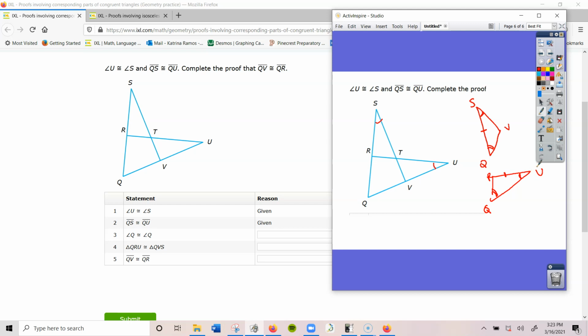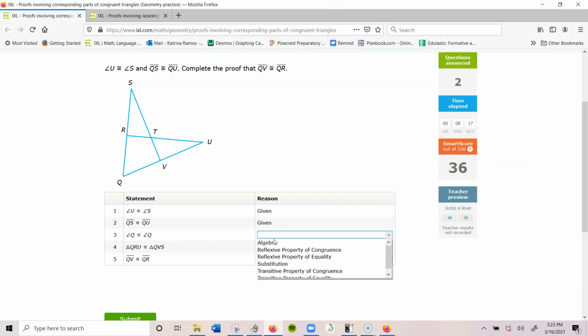QRU. Oh, I marked the wrong side. I marked RU. It's QU. Okay. So when we look at these triangles, well, first of all, this statement, angle Q is congruent to angle Q. This is the reflexive property of congruence. Remember that when you're looking at a reflection, it's basically yourself. So whenever you have angle Q is congruent to itself, that's always the reflexive property.